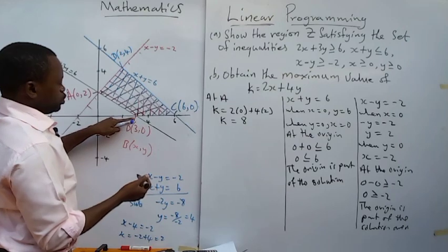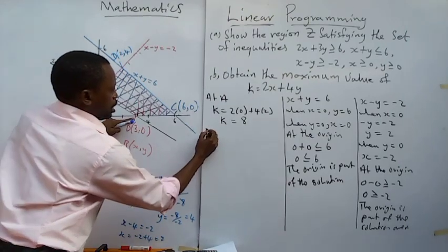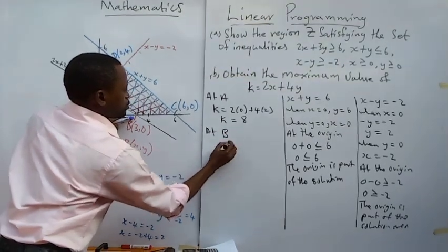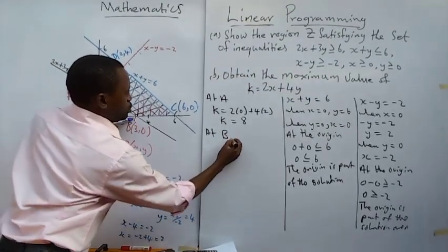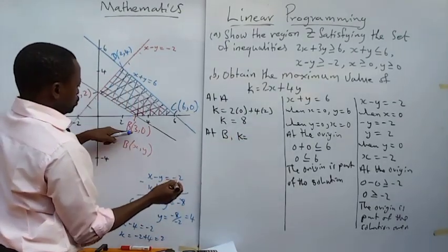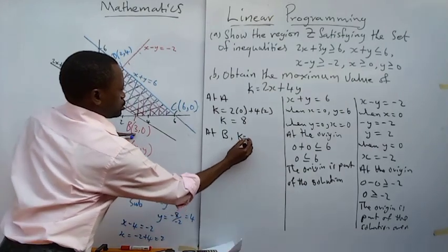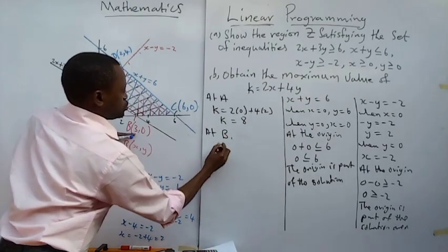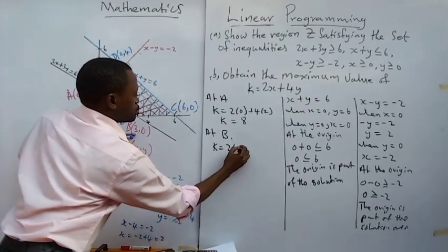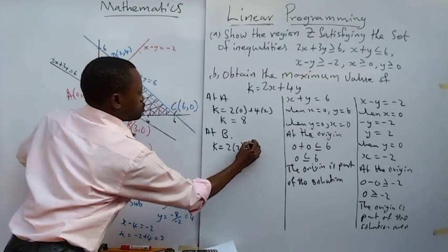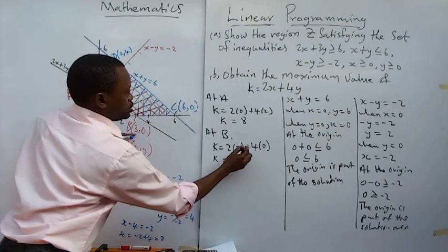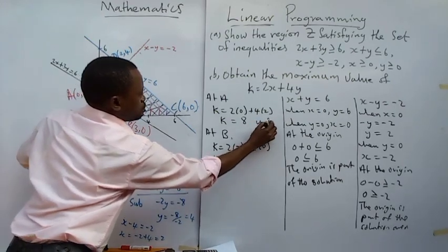And then this is another extreme point. At b you can see that k equals, we have 2 in bracket x, which is 3, then plus 4 in bracket 0. So can we see that k is equal to 6 units here? Maybe let me say units of whatever.